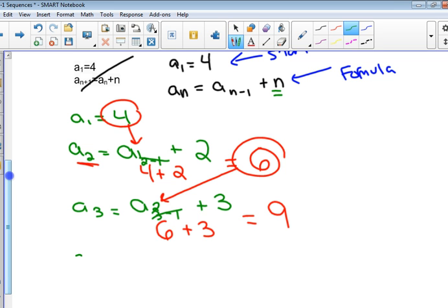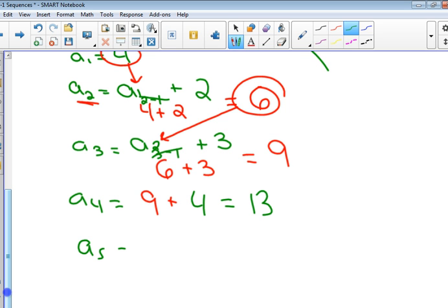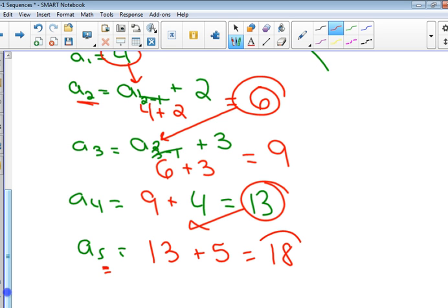Alright, so when you guys did your a sub 4, I saw lots of taking your 9 and then make sure you're changing the n up here to represent what term you have. So it should be plus 4, which is 13. And then you guys did a great job going to a sub 5. You took your previous term, brought it down, and again, make sure since you're looking for the 5th term and your n was a 5, you add 5 to get your 18. And that looks really good for you guys.